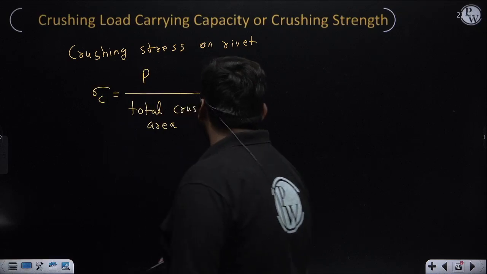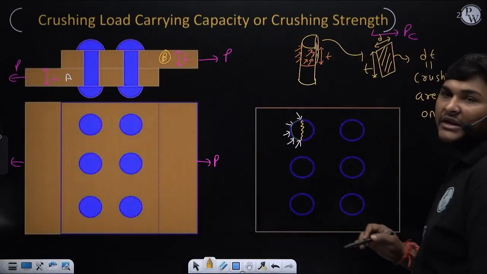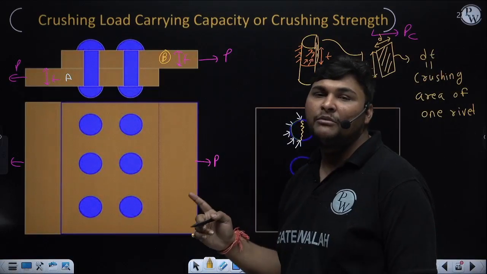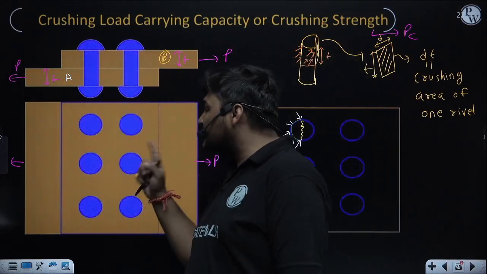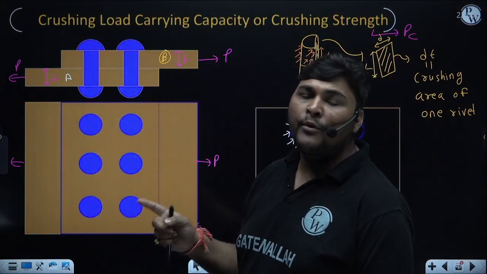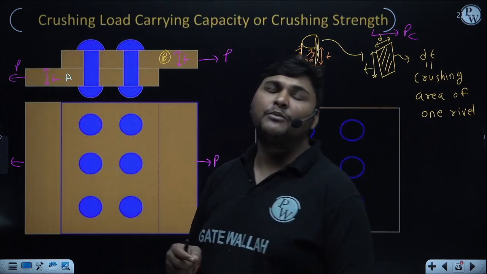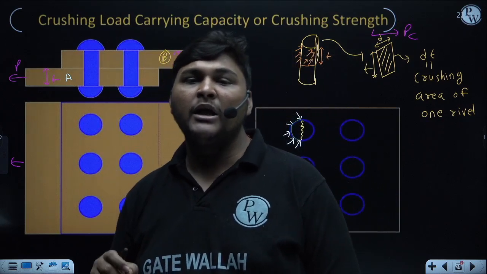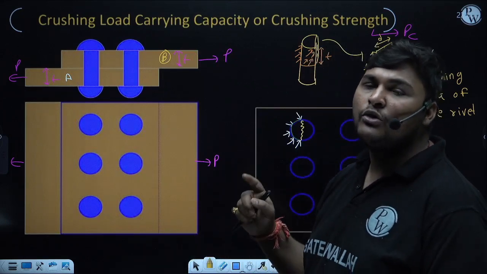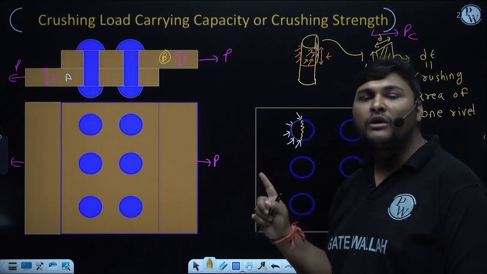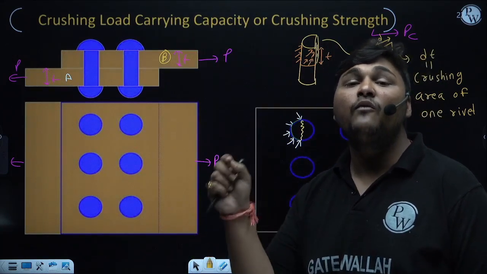Now, how to calculate total crushing area? Crushing failure of this system will occur when crushing of all rivets is occurring, because if crushing of all rivets occurs, only then will plate A get separated from plate B. And if we don't want plate A to separate from plate B due to crushing, we need to avoid crushing of all the rivets.